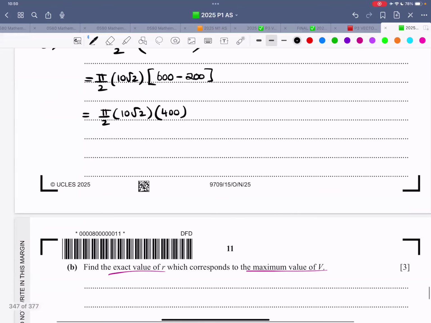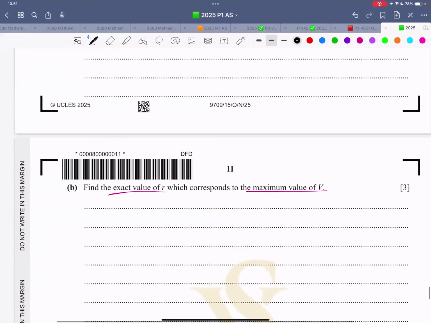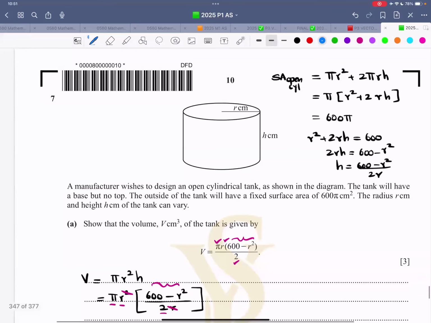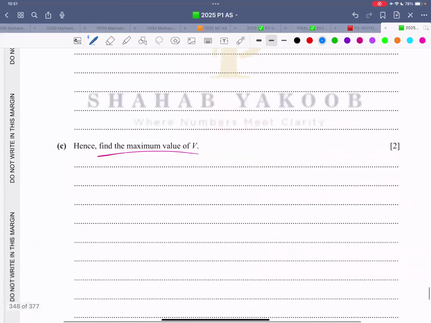So for the maximum value, they did not specify anything as such, so I think let's leave the answer in the exact form. So now let me take this 2, divide with this thing, that is 200 with a 0, that is 2000. So this is pi into 2000 root 2. That is the exact thing, which is centimeter cubed. Double check. Yes, this is centimeter cubed. So part C is also done.